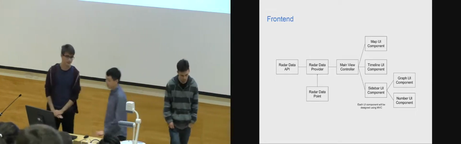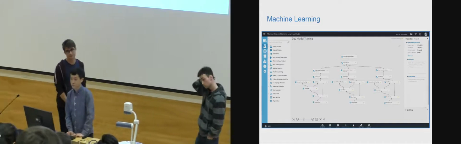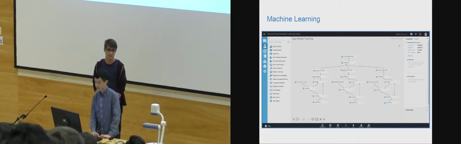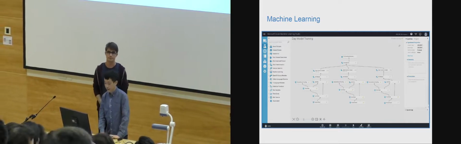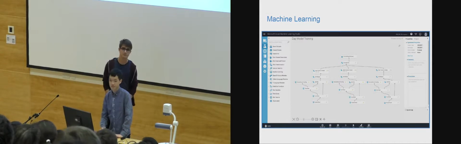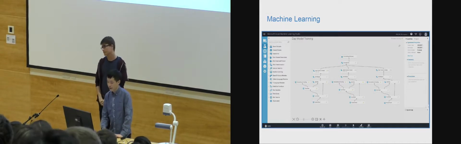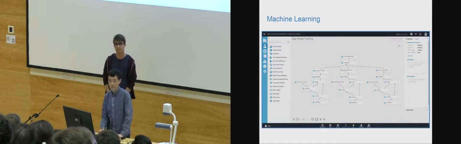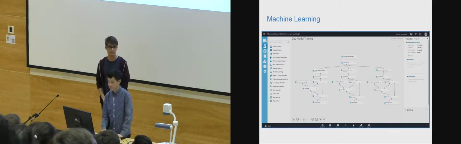In machine learning, we used Microsoft Azure Machine Learning Studio. Here we show one of our experiments, which trains the day prediction model. Each branch here represents a model trained for predicting one of the pollutants. We also implemented other models like neural networks and linear regression, but we chose to use boosted decision tree regression because it gives us the best performance.